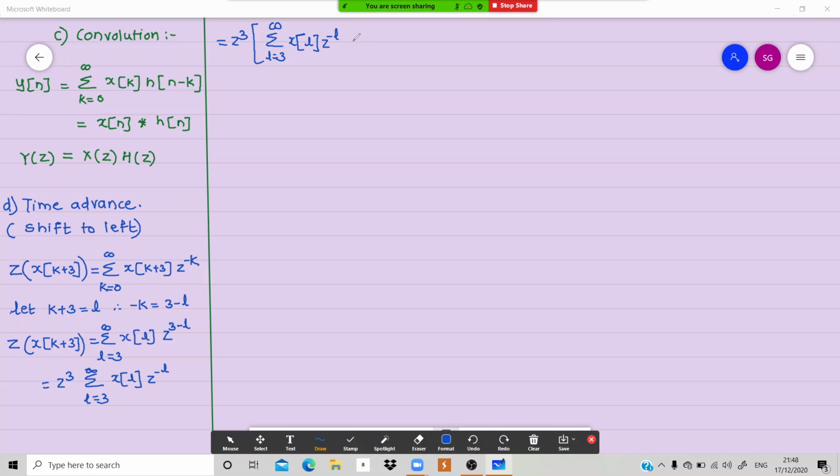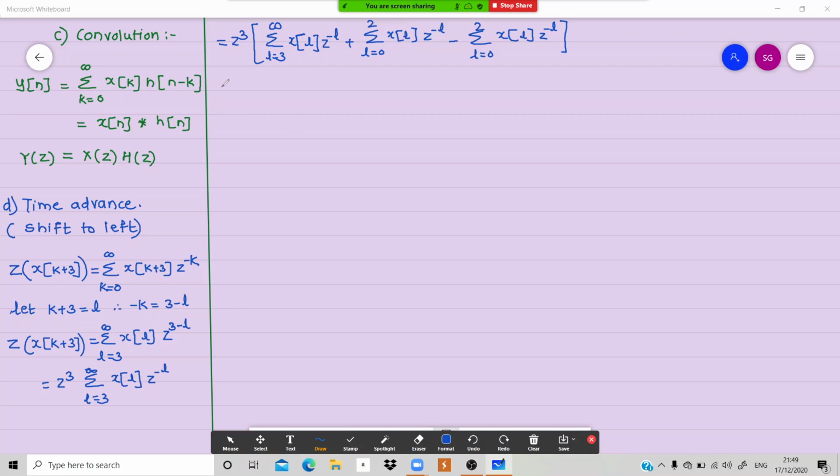Now what do we want? We want the signal to start at 0. So I'll say summation L equal to 0 to 2 x(L) z raised to minus L. Correct? Now you have added this term, so you have to subtract this term. So you will say summation L equal to 0 to 2 x(L) z raised to minus L.